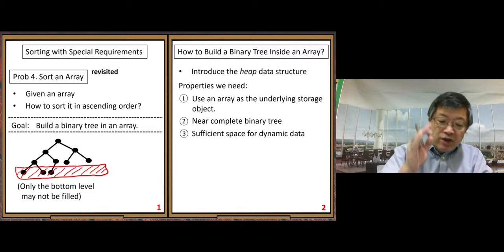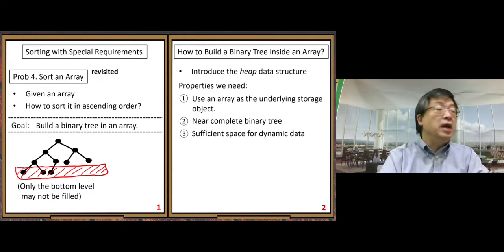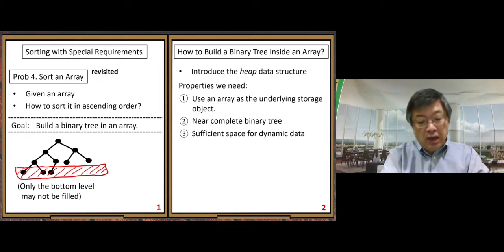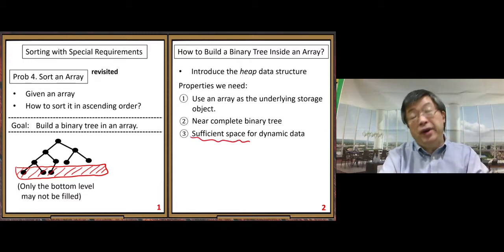Third one, sufficient space for dynamic data. Your heap should have sufficient storage space for dynamic data. But for this part, how do you know your space used for your heap is sufficient? How do you know it? Okay, that may not be easy to answer. In the next slide, we will discuss this question. Because we need to spend quite some time to understand this property.